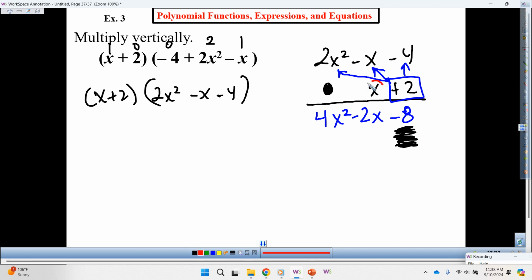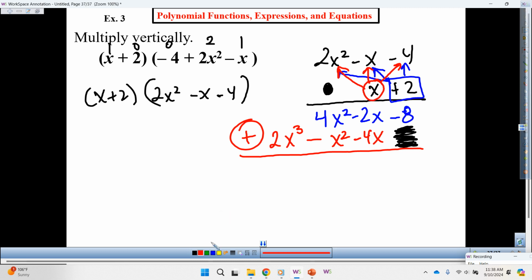Now we multiply. What is x times negative 4, everyone? Negative 4x. What is x times negative x? Negative x squared. And what is x times 2x squared? 2x to the third. And now we combine. Bring down the negative 8. What is negative 4x and negative 2x? That's negative 6x. What is 4x squared minus 1x squared?